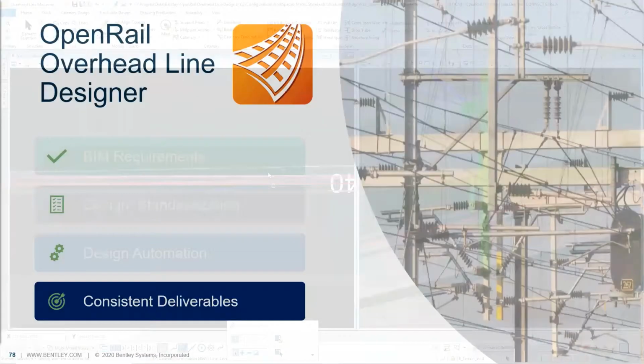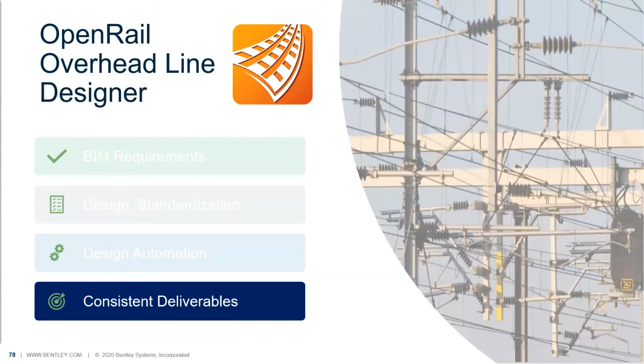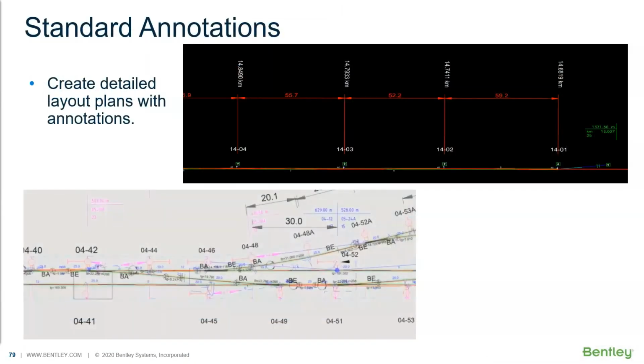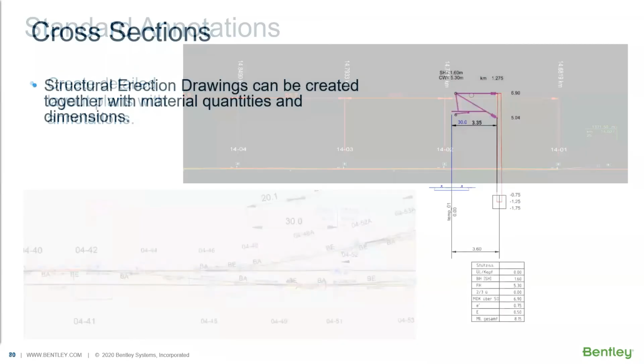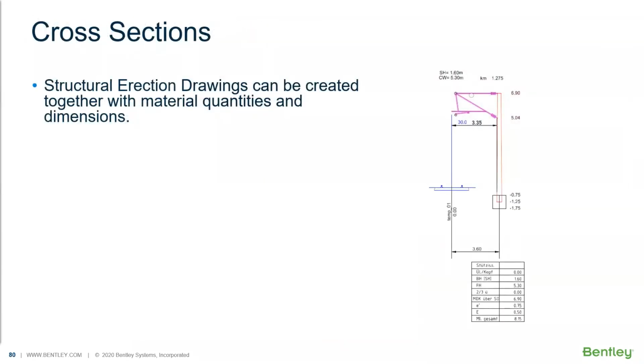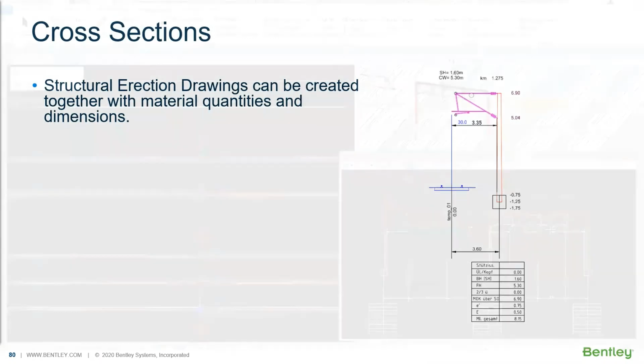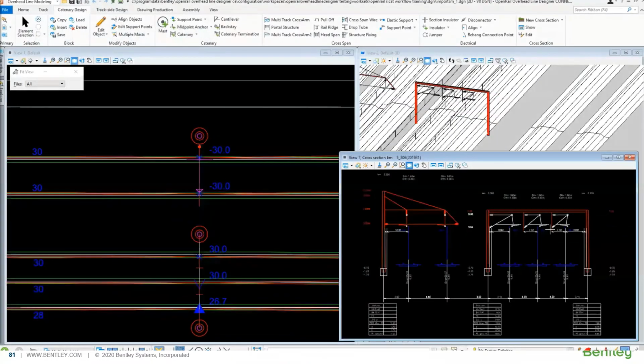And then at the end, you need some deliverables like drawings and such. So as I pointed out earlier, you can standardize all the annotation using what we call a seed file to suit the design requirements of you and your client. And then you can create all the cross-section drawings as well, because probably every section, the masts are different. So you need to produce a drawing so that people on the site can build it.